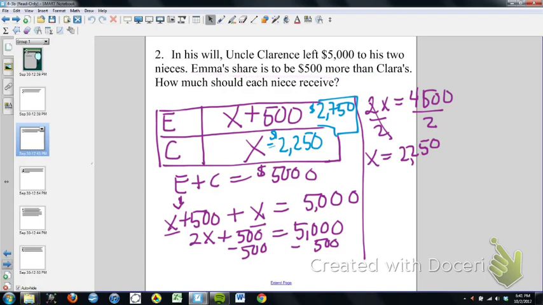Emma's share is $500 more than Clara's. So yes, Clara's is 2,250 and Emma's is 2,750, and together they add up to $5,000, which is also a criterion.